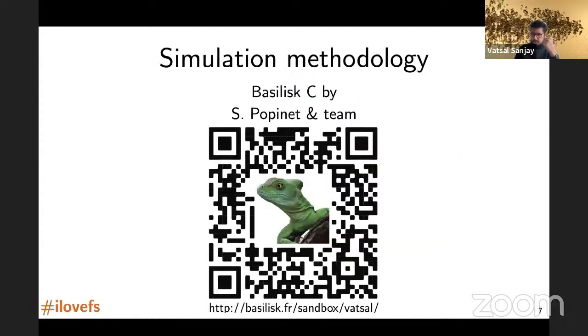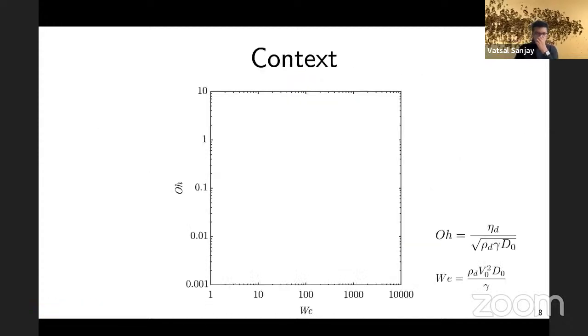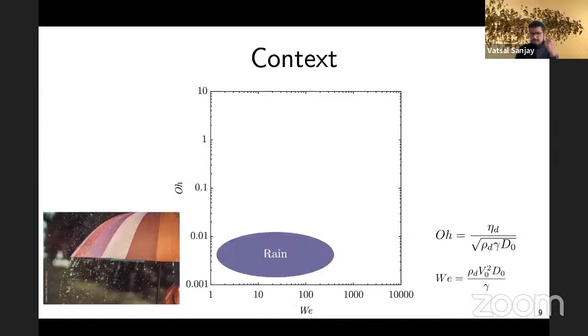Otherwise, most of it is very standard. So let me give you some context of why we are studying this process. I introduced these two numbers, Ohnesorge number and Weber number, in the previous slide. Essentially, if we think about rain droplets, for example, the rain droplets lie in this range.